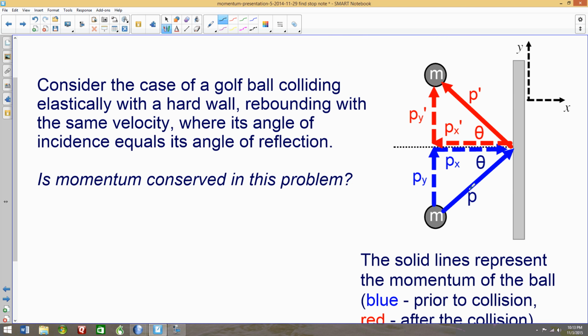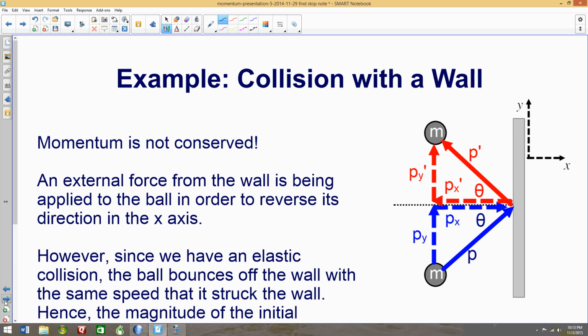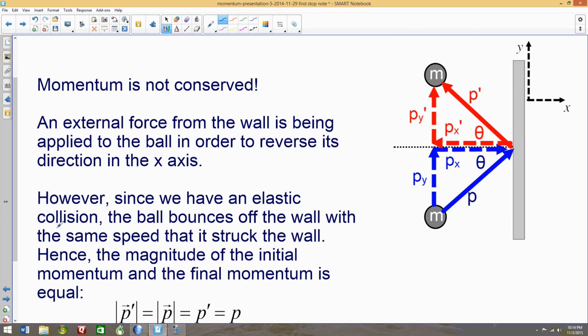I'm going to go ahead and add this. So, is momentum conserved in this problem? Momentum is not conserved, and here's why. An external force from the wall is being applied to the ball in order to reverse its direction in the direction of the x-axis.